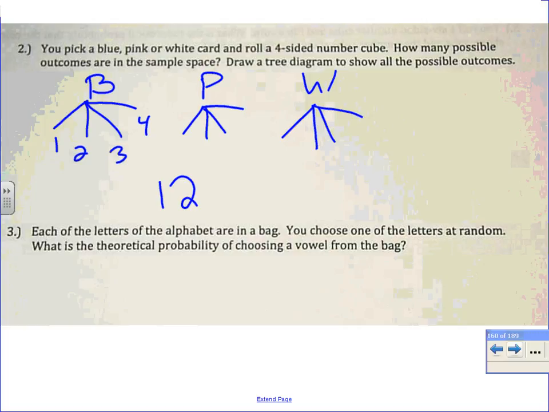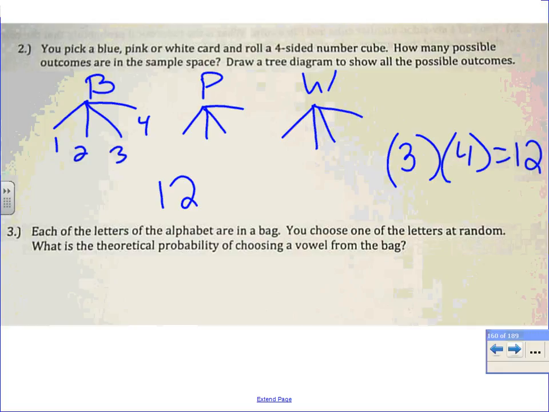Now, you should still get 12 if you use the multiplication counting principle. So how do you use the counting principle here? Doug, how do you use that? Okay, good. So 3 times 4, using the multiplication counting principle, we still get 12. Thank you. Yeah, it says to show them, but I'm okay. Someone asked if they had to draw a tree diagram. I'm okay if you don't.